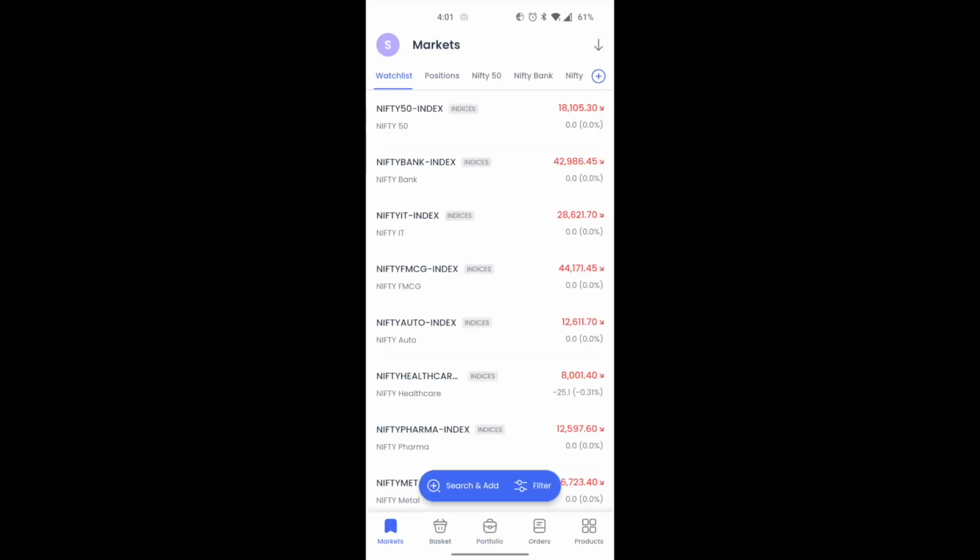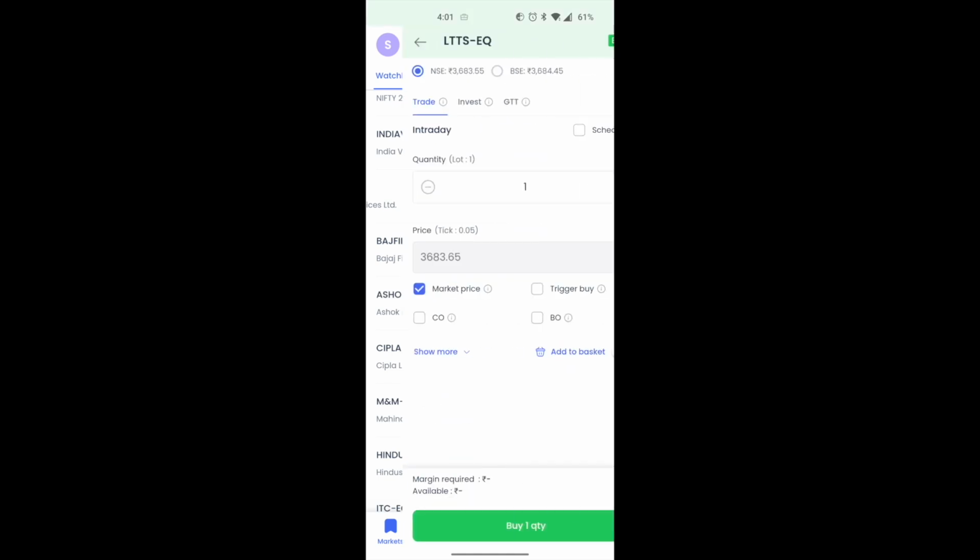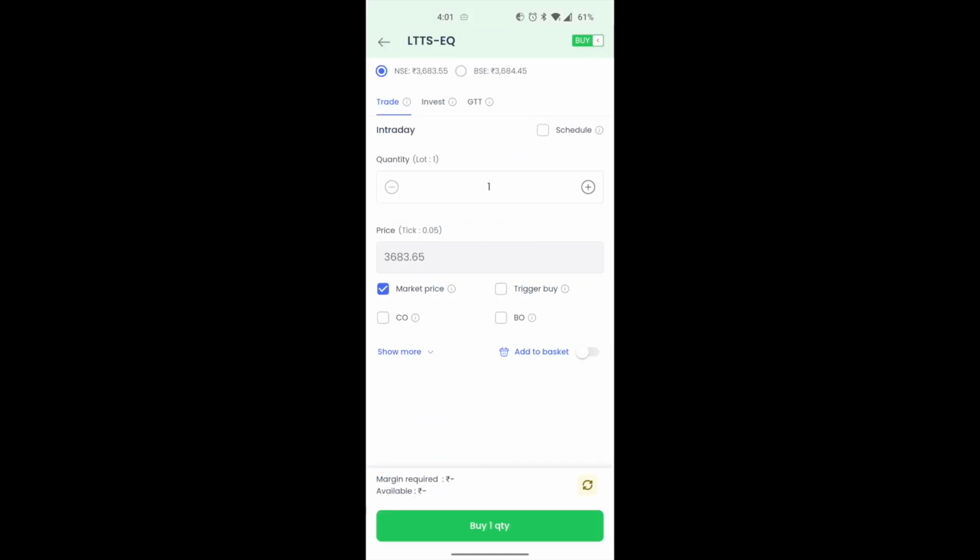The next one is the same thing. If you swipe towards your right side, here also you can directly see buy and sell orders available. You can click here and move to your trading terminal.